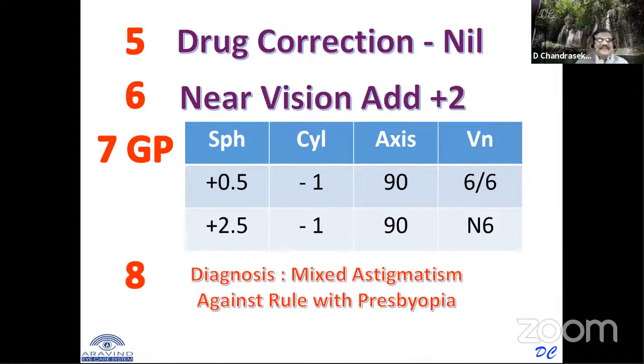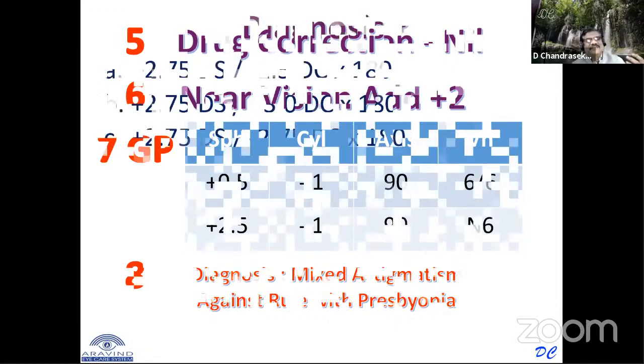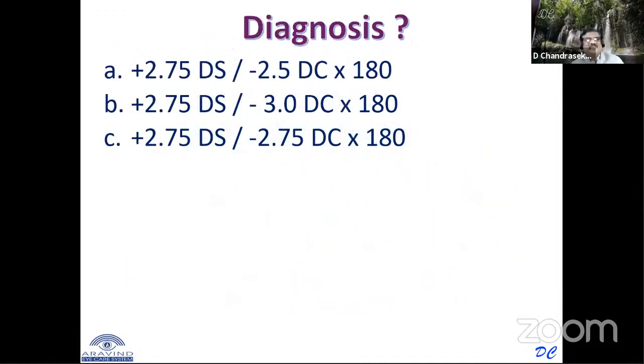Now, here you may think it's again compound. No, I'm going to say this is a mixed astigmatism. Minus at 90, again, it is not minus at 180. It is against the rule, with presbyopia. Now you may be wondering, you're having one spherical plus and one minus. One you say compound and one you say mixed. How do we decide that? I will give you 3 problems to work. If you know, you say work out.